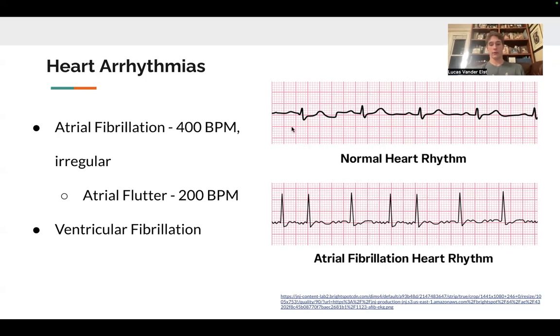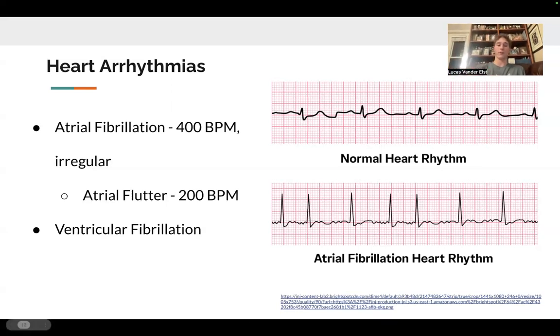So right here you have a normal heart rhythm, and down here you have atrial fibrillation heart rhythm. You can see they're not perfectly spaced. They're really high. That's not good. That means there's something wrong with the atria, the AV node, and so it's sending bad signals to the heart, and so it might go like, and it's like a flutter.